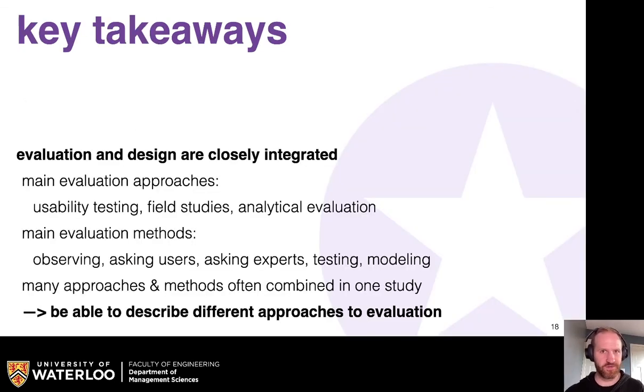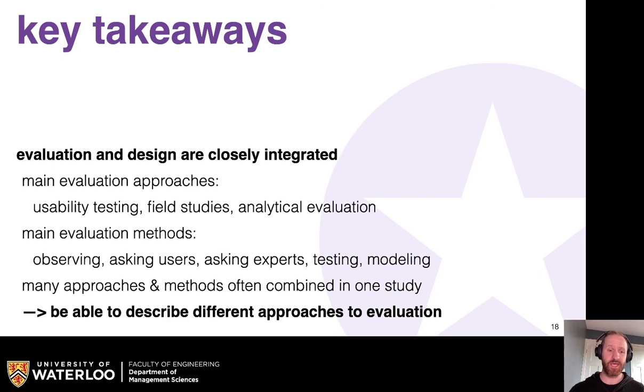So the key takeaways for this lesson are: evaluation and design are very closely integrated. You want to evaluate as you design, at different times and in different ways. There are three main evaluation approaches that we talk about: usability testing, field studies, and analytical evaluation. And we'll cover each of these in future lessons. Main evaluation methods involve observing people and systems, asking users, asking experts, testing, and modeling the system.